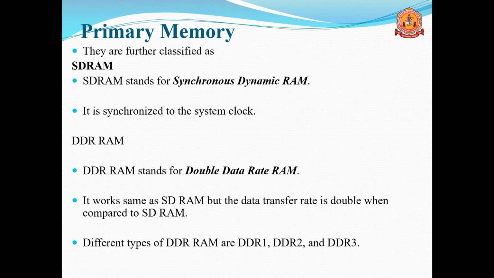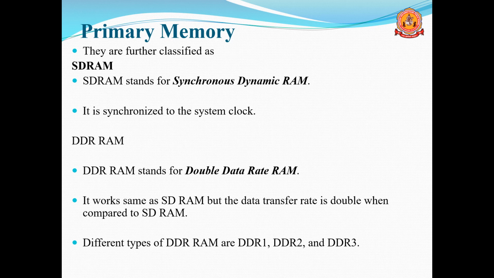DDR means double data rate RAM, double data rate random access memory. DDR stands for double data rate. It works the same as SDRAM, but the data transfer is double that of SDRAM. So remember, the working of DDR RAM is the same as SDRAM.